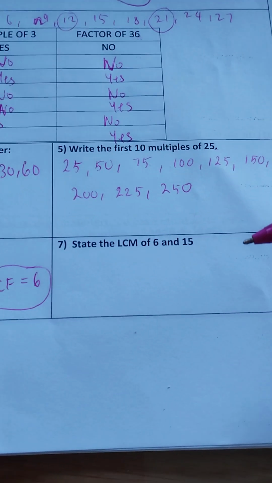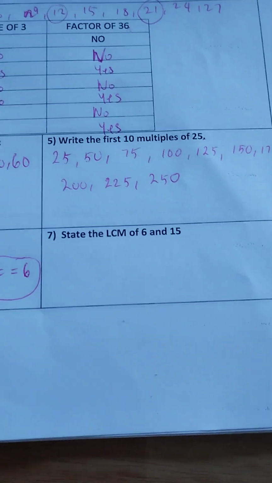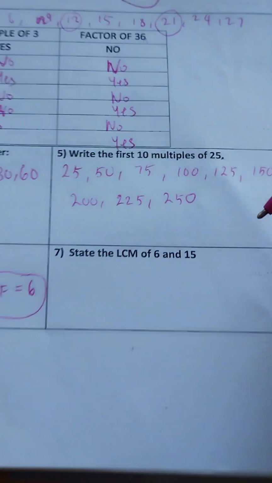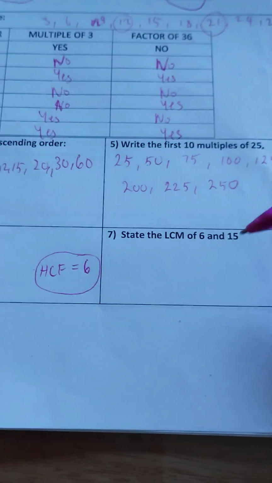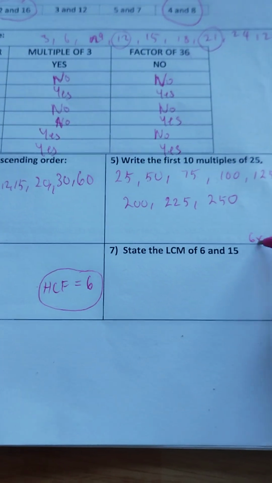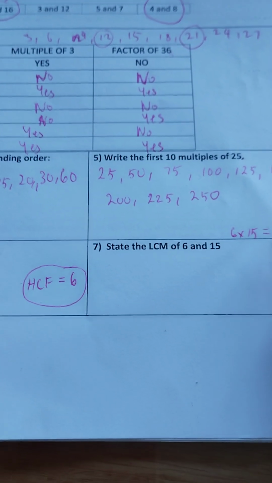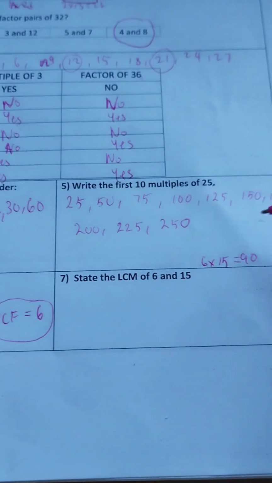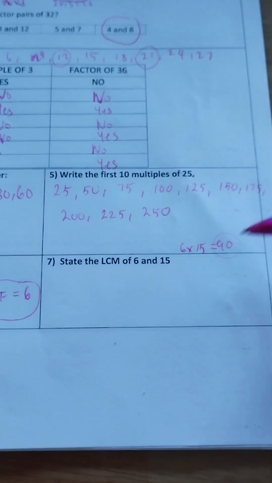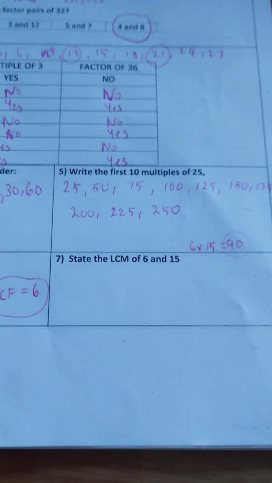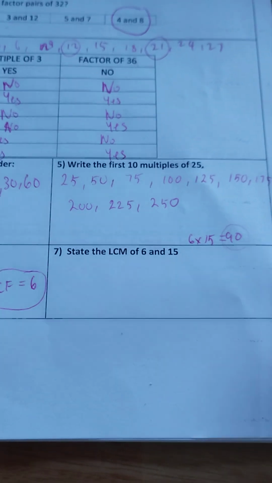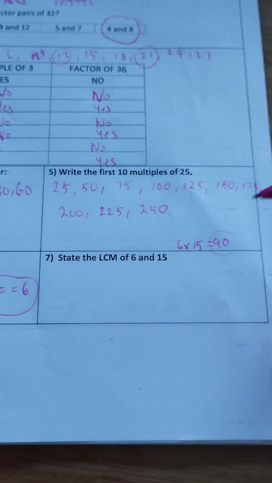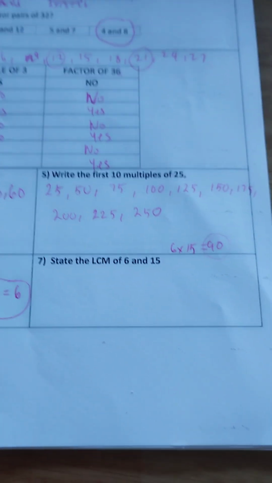All right, number 7, state the LCM, so lowest common multiple of 6 and 15. Now, when doing this, sometimes people go, oh, if I just times these two numbers, 6 times 15 will give me 90. Yes, 90 is a common multiple of 6 and 15, but is it the lowest one? Is it the smallest one? So if you did that, always double check because for this one, it's actually not the lowest common multiple.